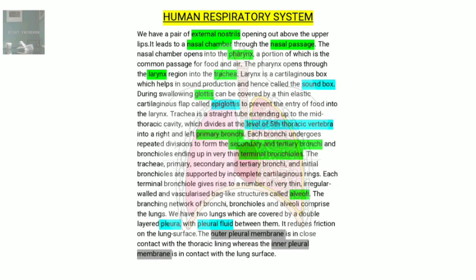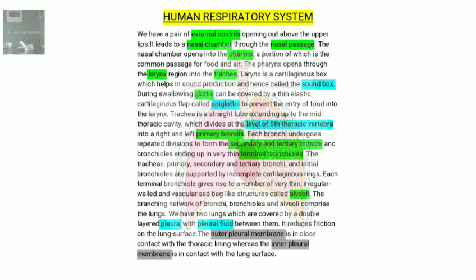Each terminal bronchiole gives rise to a number of very thin, irregular walled, and vascularized bag-like structures called alveoli. The branching network of bronchi, bronchioles and alveoli comprise the lungs. Each lung is enclosed and protected by a double-layered serous membrane called the pleural membrane. The outer layer, called parietal pleura, lines the wall of the thoracic cavity. The inner layer, visceral pleura, covers the lungs themselves.